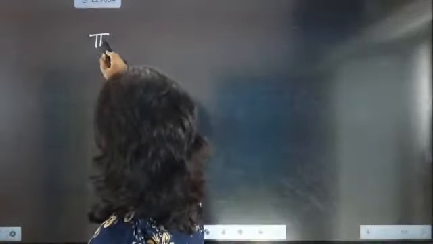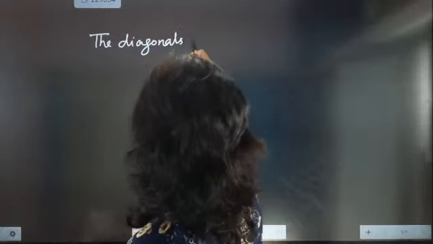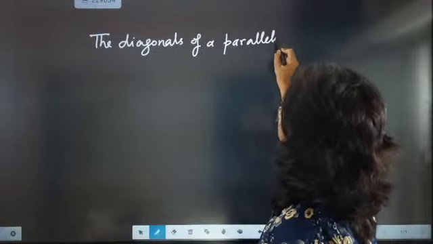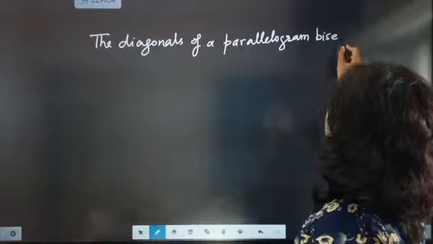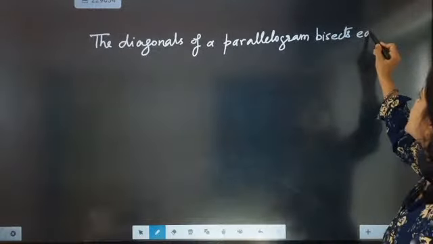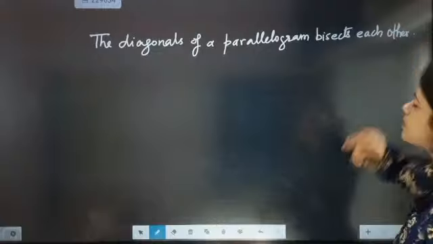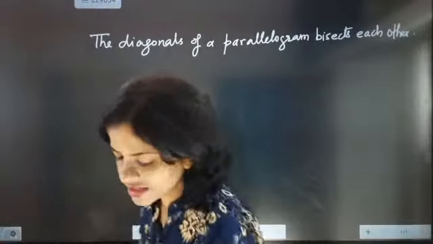Now I am just going to go for the diagonals of a parallelogram bisect each other. This is an important one. The diagonals of a parallelogram bisect each other. This is the most important one.